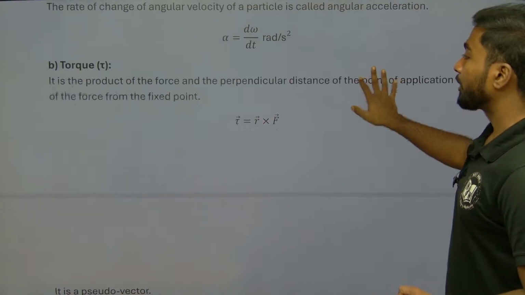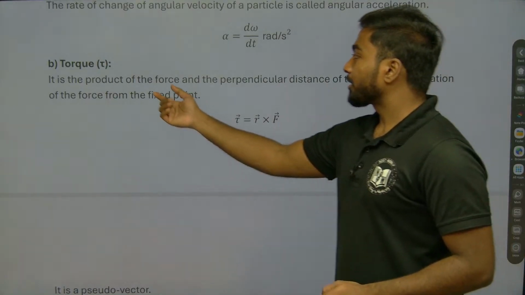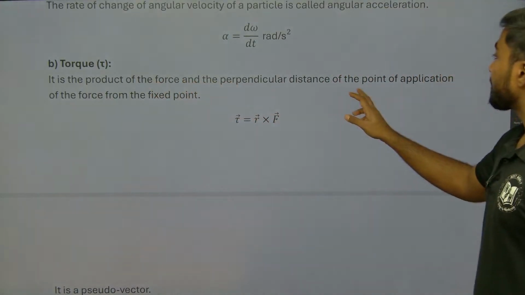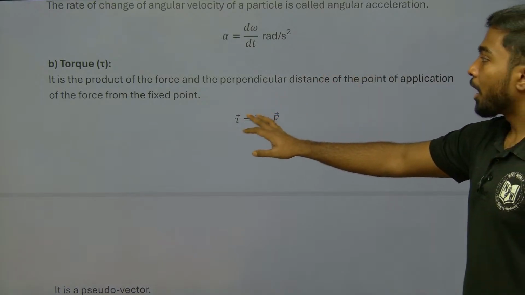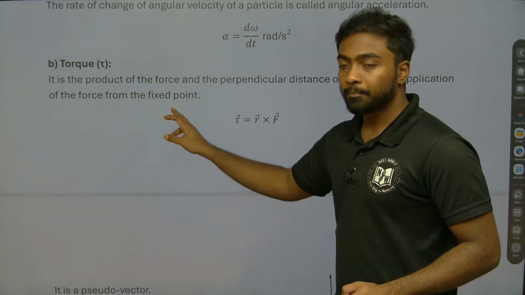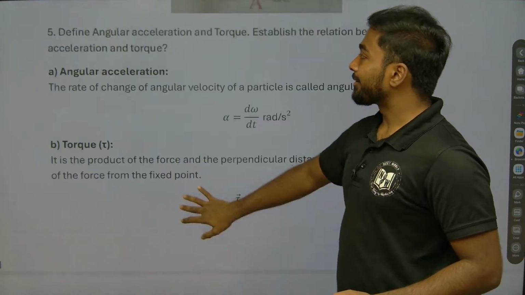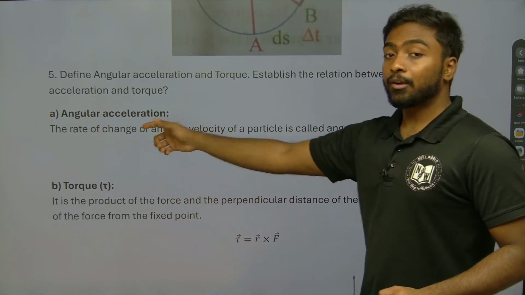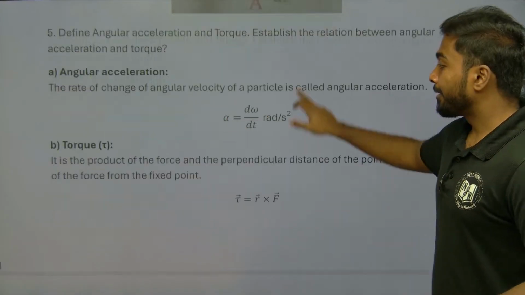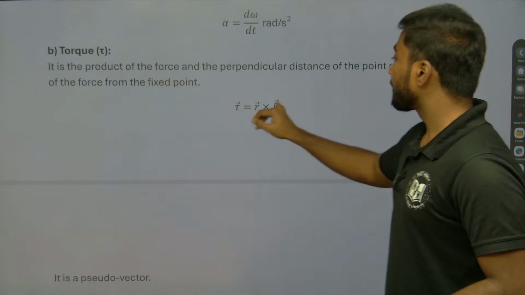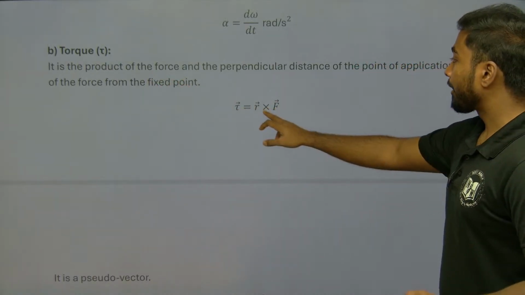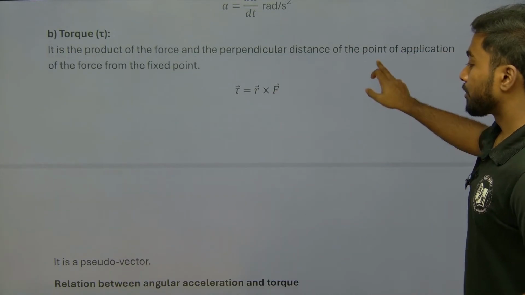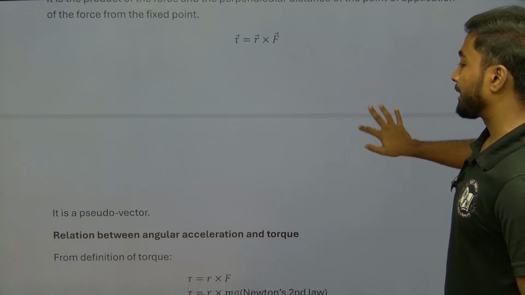And when I talk about torque, it is the product of force and the perpendicular distance of the point of application of the force from the fixed point. So here, it is the rate of change of angular velocity. Here, it's a product of force and the perpendicular distance, r cross F. So it's a pseudo vector.